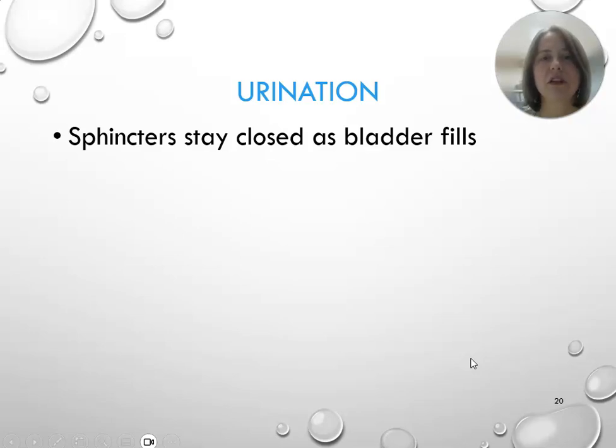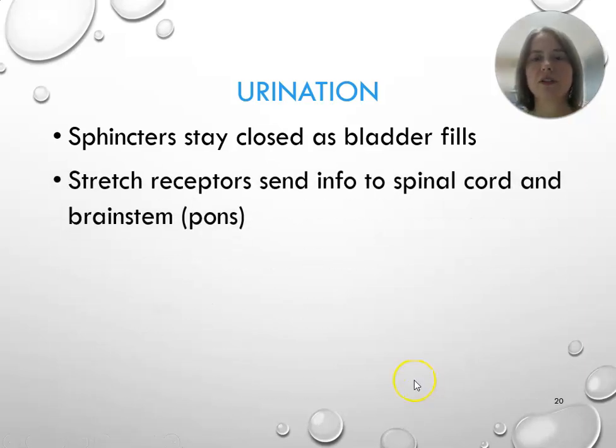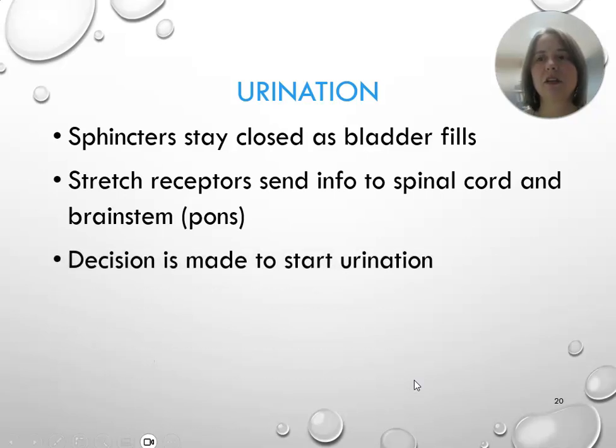All right, so here's some new stuff. Please write this down. As the bladder fills, the sphincters stay closed. There are stretch receptors in the walls of the bladder that are sending sensory information to your spinal cord and then all the way up to your brain stem. And this area called the pons in your brainstem is where urination is controlled.